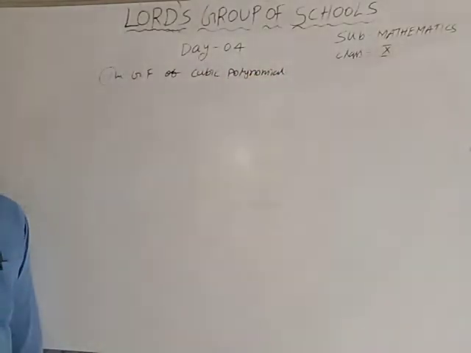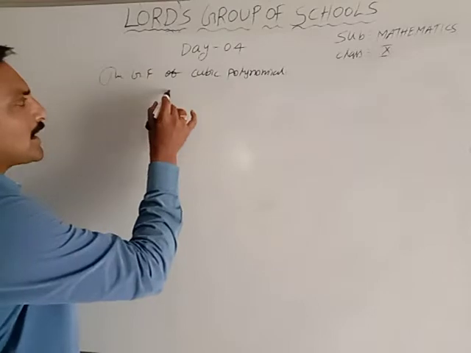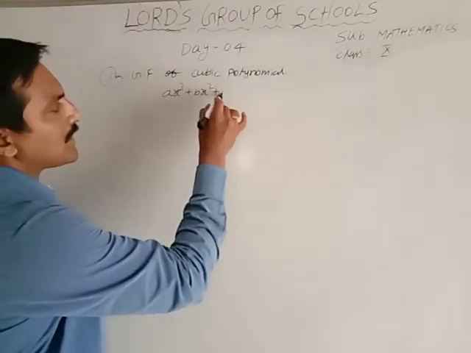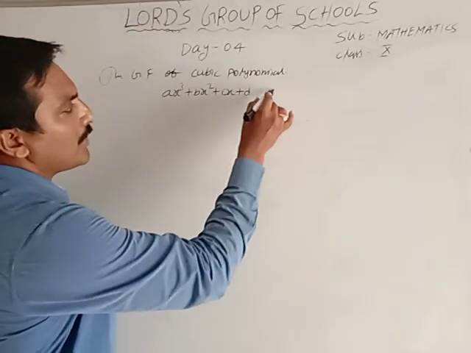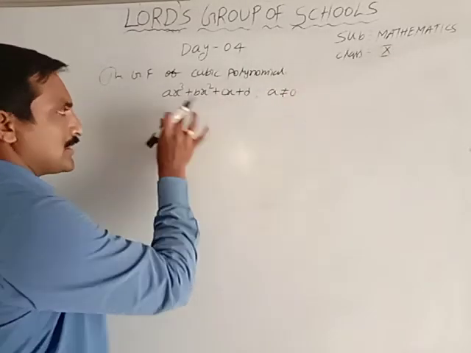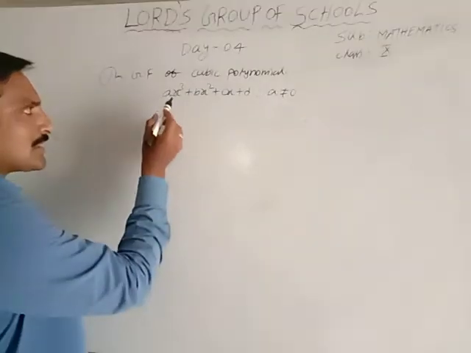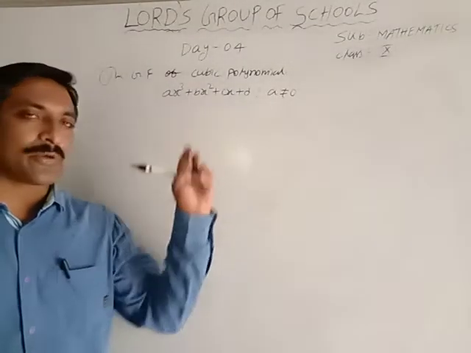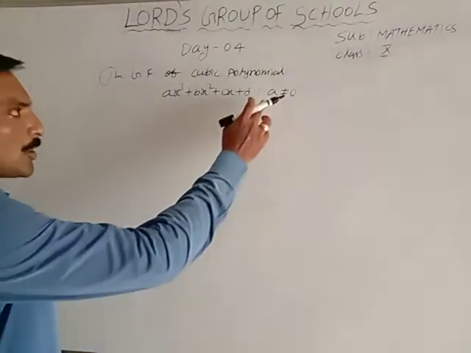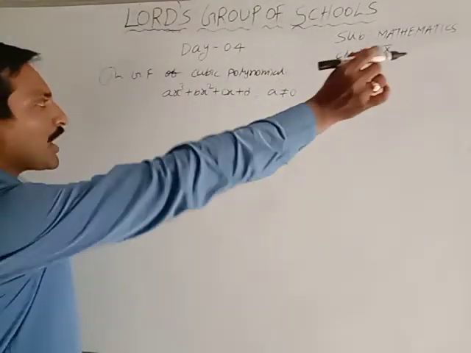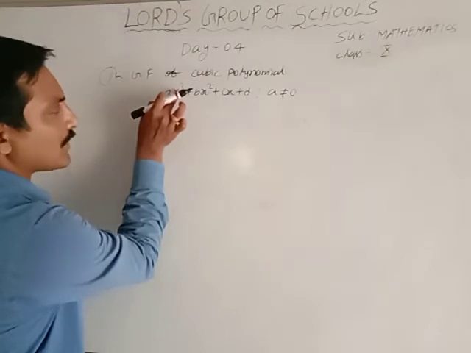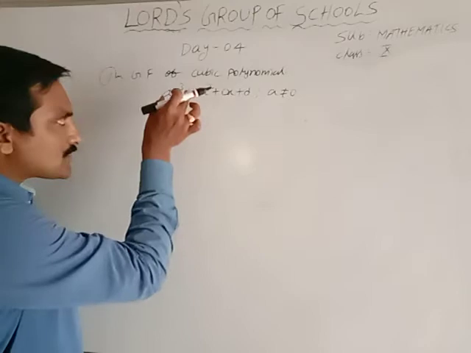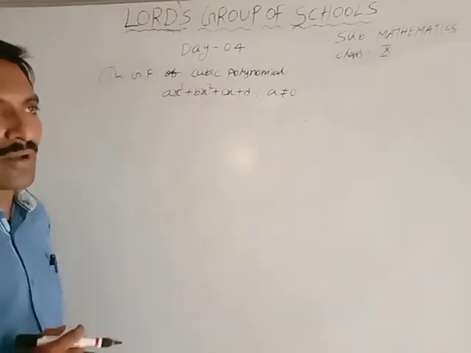The general form of a cubic polynomial is ax cube plus bx square plus cx plus d, where a is not equal to 0. Here the highest power of the variable is 3. That's why this is a cubic polynomial, and the degree of this polynomial is 3.